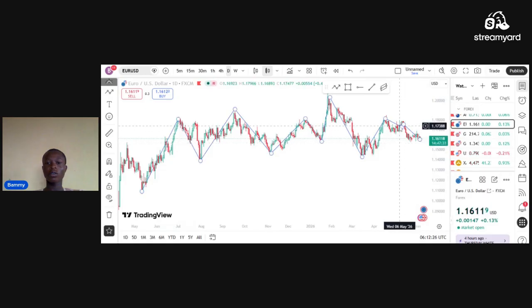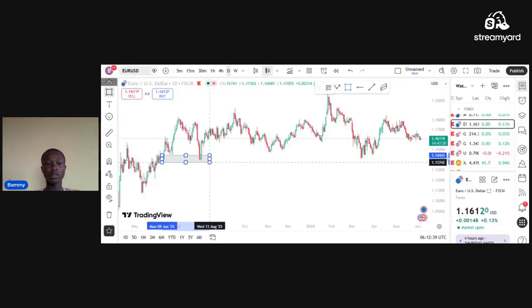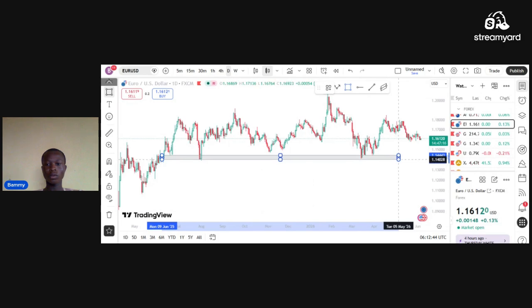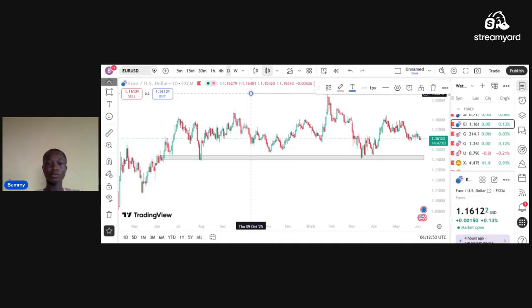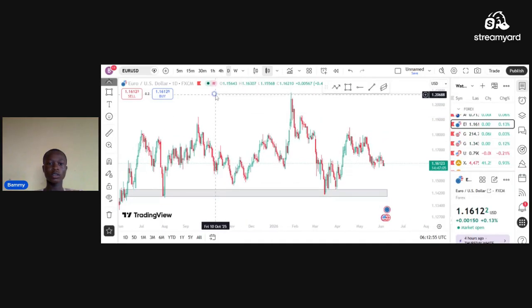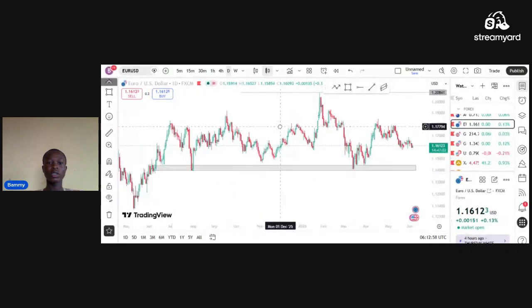So now what I do next is, since this is a range market, I will mark out my support and resistance. The peak support and the peak resistance, which is this. This is the peak support and this is the highest resistance here. This is the highest resistance and the most recent resistance.